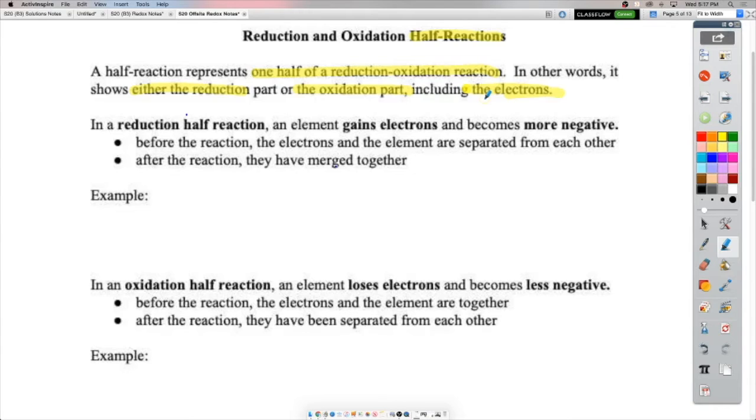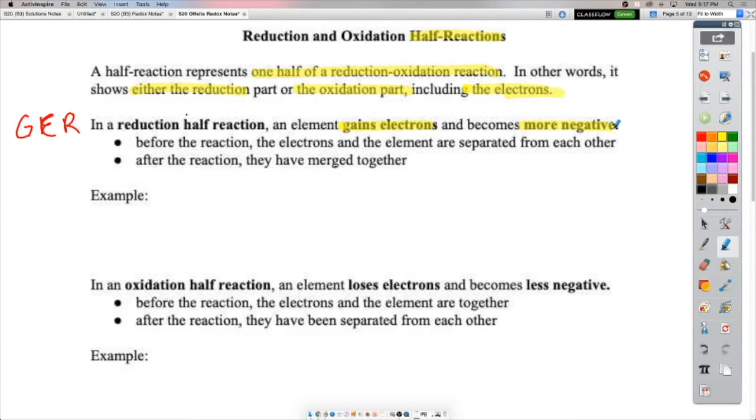So as always, in a reduction half reaction, an element gains electrons. Why? It's a reduction half reaction, right? So we have GR, right? Gaining electrons is reduction, GR, okay? So it gains electrons and therefore becomes more negative. Gains electrons, more negative. How do we represent that with a reaction?